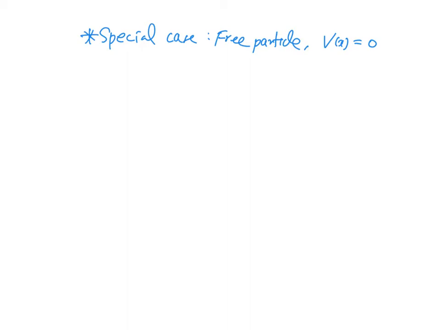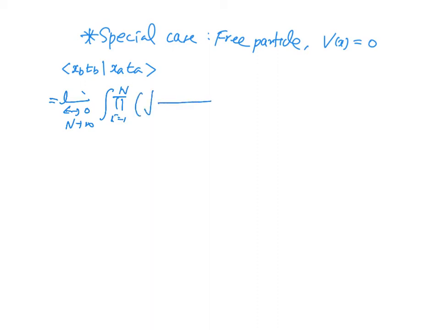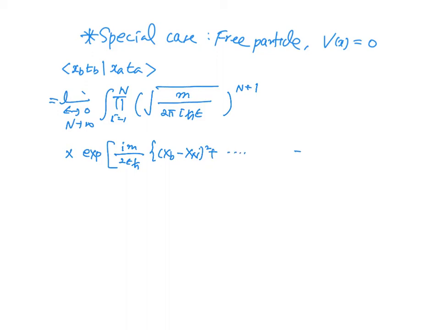Then the probability amplitude between xB, tB and xA, tA is written as before. So epsilon goes to zero and n goes to infinity. And we have this equal to the n-th power of the square root of m over 2 pi i h bar epsilon, to the power n plus 1, times exponential of i m over 2 epsilon h bar, times xb minus xn squared plus x1 minus xa squared.